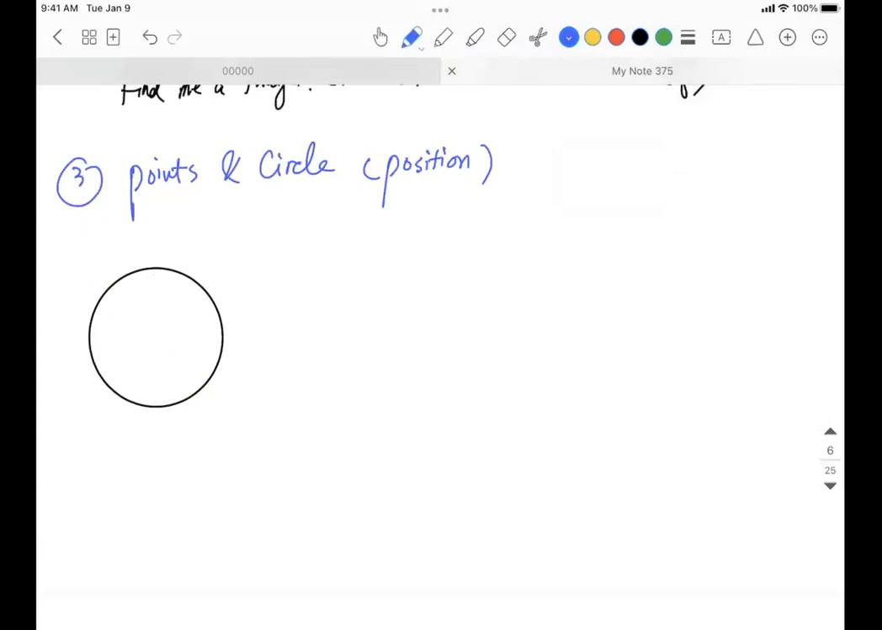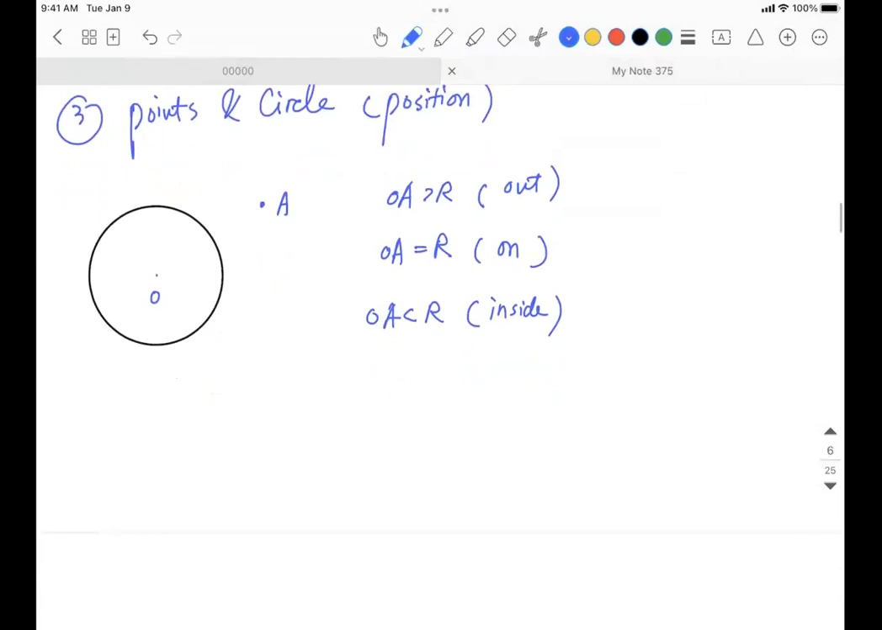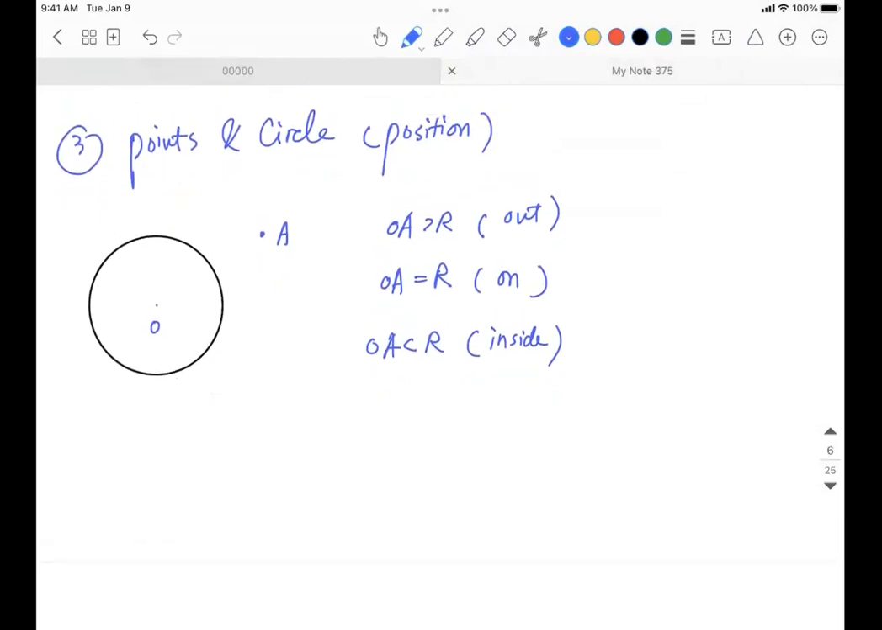I have a circle. This is O, right? I have point A. So OA greater than R means the point is outside the circle, right? OA equals R, the point is on the circle. OA lesser than R is actually inside the circle. This is something so easy, right? Nothing really complicated. I think you guys learned that from your elementary school, from your day school.